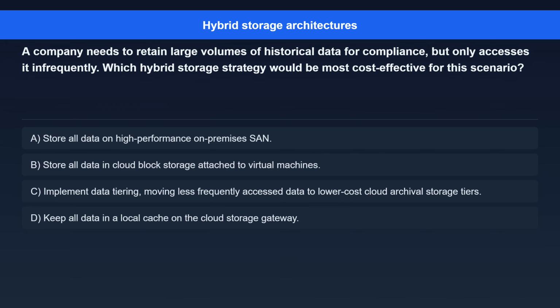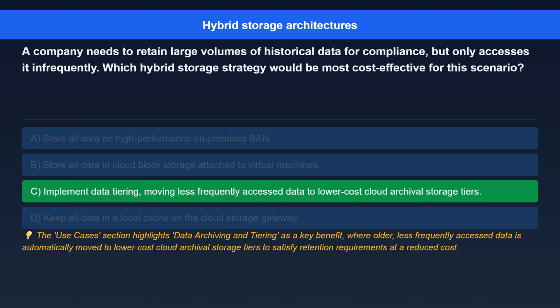Question 9. A company needs to retain large volumes of historical data for compliance, but only accesses it infrequently. Which hybrid storage strategy would be most cost-effective for this scenario? Option A. Store all data on high-performance on-premises SAN. Option B. Store all data in cloud block storage attached to virtual machines. Option C. Implement data tiering, moving less frequently accessed data to lower-cost cloud archival storage tiers. Option D. Keep all data in a local cache on the cloud storage gateway.